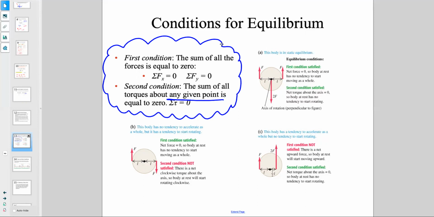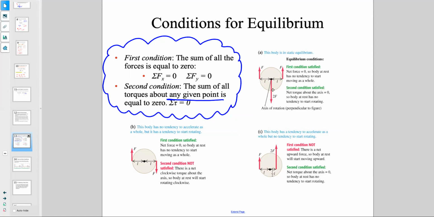So let's take a look at case number A. This body will stay in a static equilibrium because both of the conditions will be satisfied. So the first condition is you have 2 forces up, both on the side, and then you have a force of double magnitude, a 2F down from the center. So no net force is acting on it. We have 2Fs up and the 2F down. They will cancel out, okay?